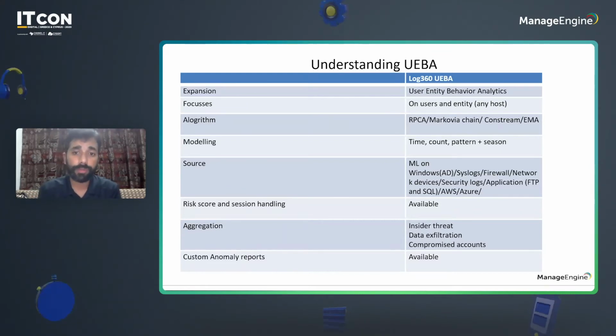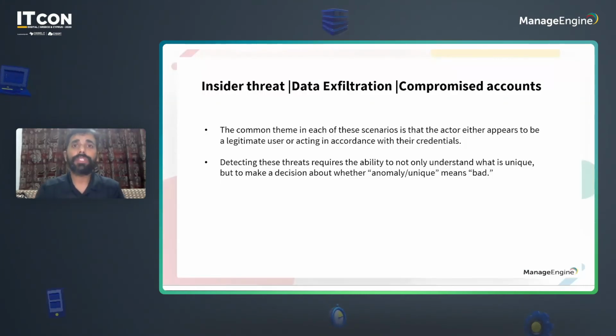The sources are machine learning on Windows, Active Directory, and of course Windows syslogs, firewall, network devices, security logs, application, FTP and SQL, AWS and Azure through Cloud Security Plus, which is an add-on to Log360, right? Risk score and session handling, you've got detailed dedicated reports available. Aggregation, you've got insider threat, data exfiltration, and compromised accounts, just how Gartner wanted things to be. And a custom anomaly report is very much available, right?